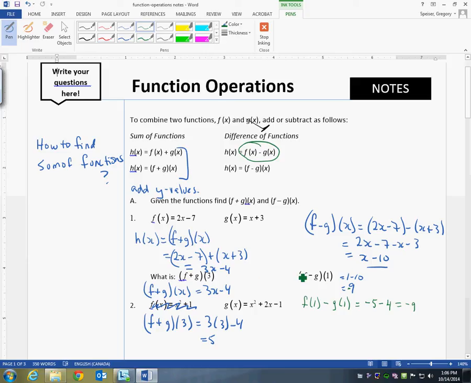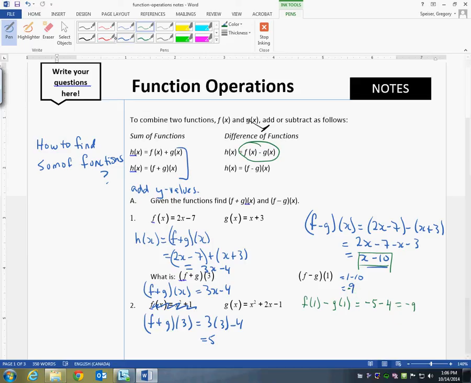If you'd already algebraically found the difference function here, f minus g, if you'd already found this statement over here, why not make use of it and just plug your number in there? Of course, mind your integers. 1 minus 10 is minus 9. Or if not, you can do them this way.